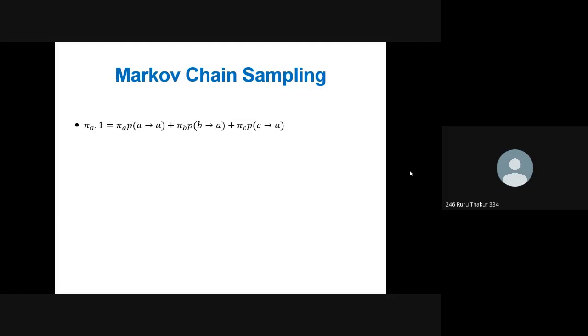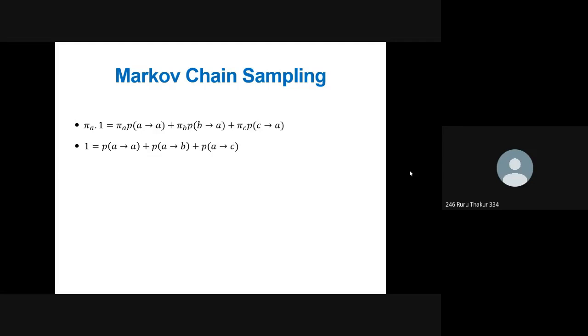Now, to find the probability of the pebble to be at configuration at site A, that's pi A, we have the formula pi A into the transition probability of A to A plus the probability of the pebble to be at site B into the transition probability B to A plus the probability of the pebble to be at site C into the transition probability C to A. The one here is the summation of all of these transition probabilities, which, as we all know, has to be 1.